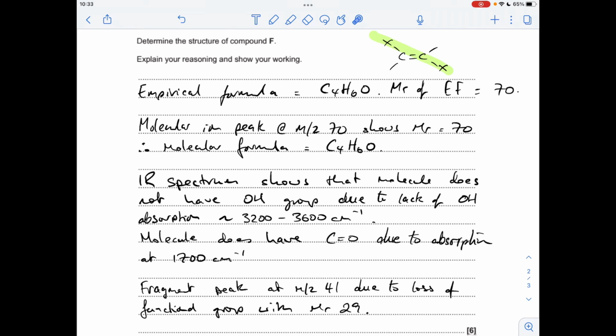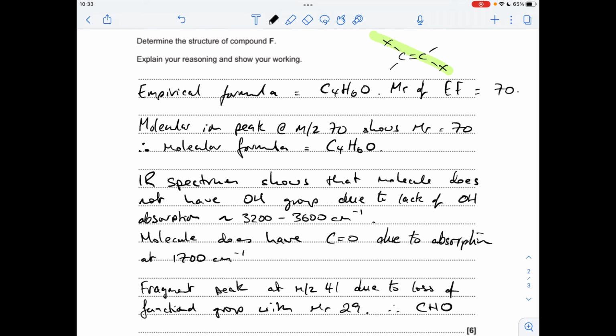We then jumped to the infrared spectrum and found out that the molecule didn't have an OH group of an alcohol, because it hasn't got that absorption in the alcohol range. Remember, we did rule out carboxylic acid because there's only one O in the molecule. We do know that it's got a C double bond O because the absorption was there at around about 1700 centimeters to minus 1. The fragment peak at 41 was due to the loss of a functional group with an MR of 29. So we know it's got a C double bond O, so that functional group is a CHO functional group.